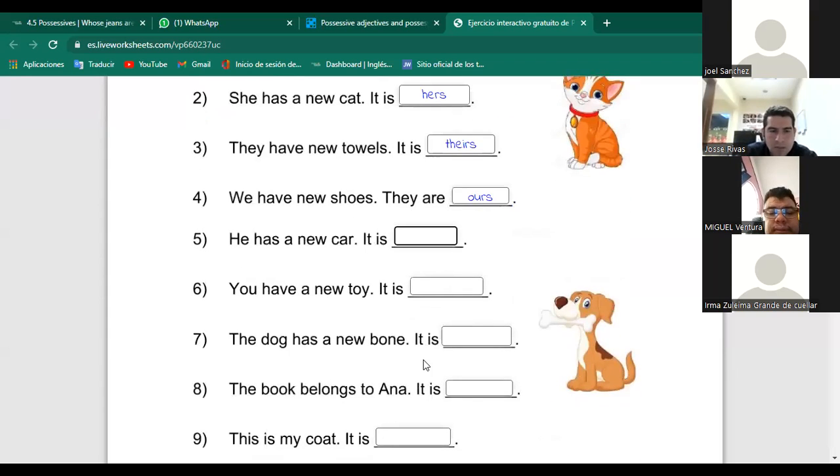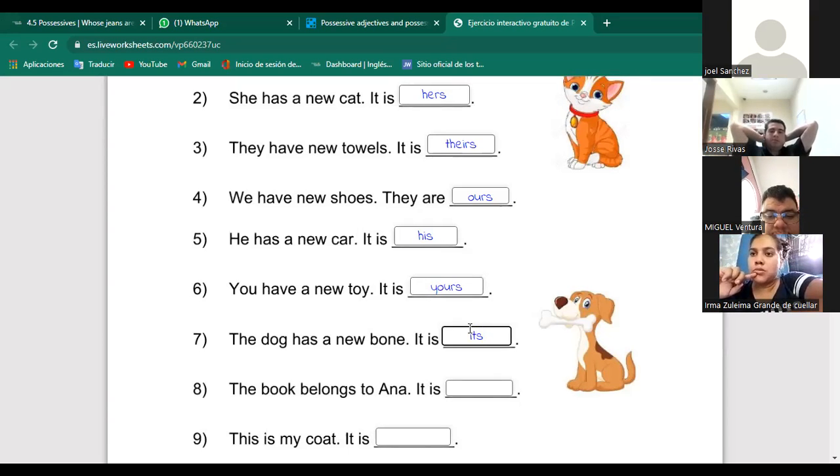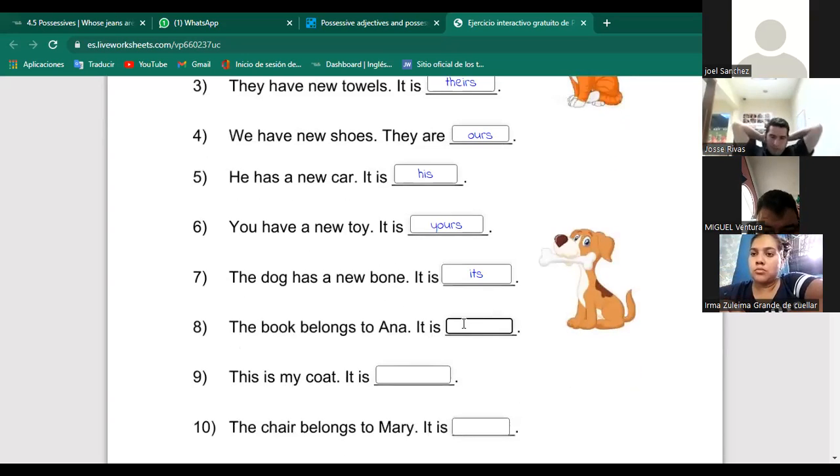He has a new car. It is his. You have a new toy. It is yours. Exactly. The dog has a new bone. It is its. The book belongs to Anna. It is hers. This is my coat. It is mine.